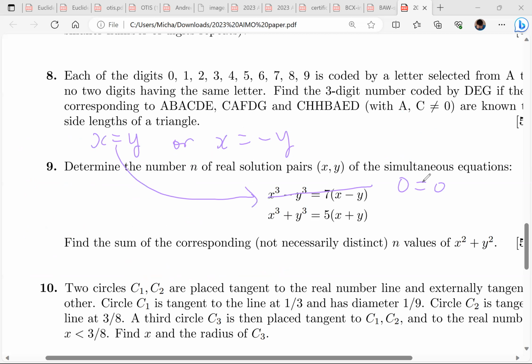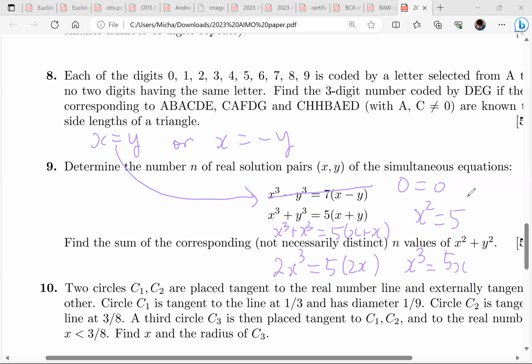Okay? And if x equals y here, then you get x cubed plus x cubed equals 5x plus x, right? So then it's 2x cubed equals 5 times 2x, yeah? And because the 2's cancel, you get x cubed equals 5x, right? Okay, and then you get x squared equals 5, okay?